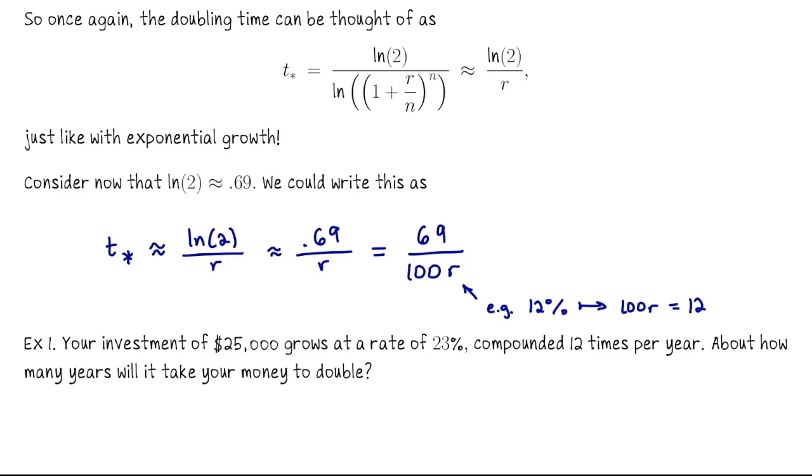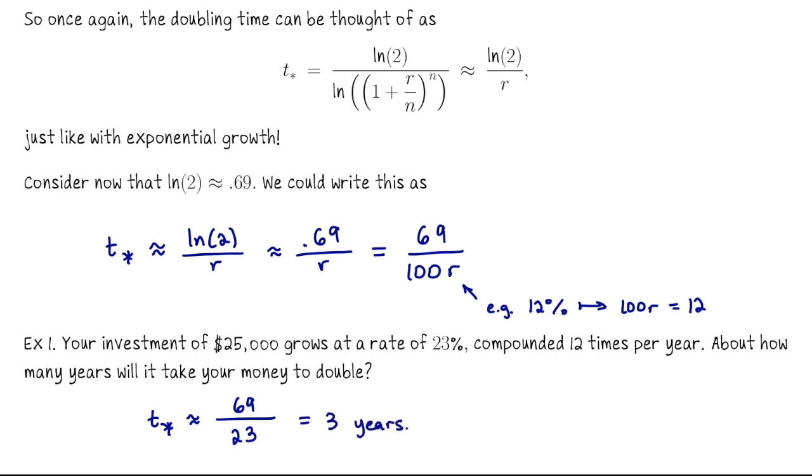Now we could use the complicated formula at the top. So I could do natural log of 2 divided by natural log of 1 plus 0.23 divided by 12, all of that raised to the 12th power. Or I can say that the doubling time, t star, is approximately 69 divided by 23, which is 3 years.